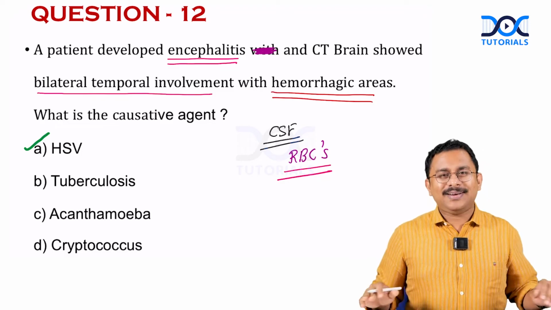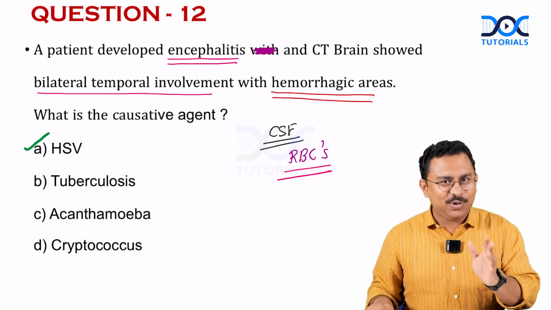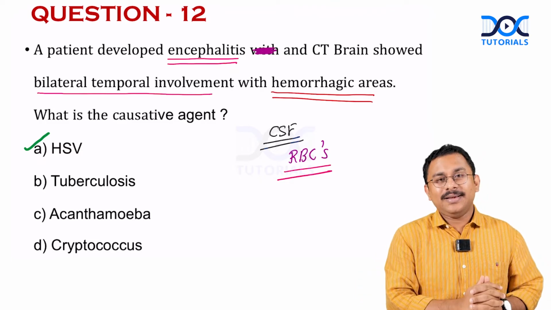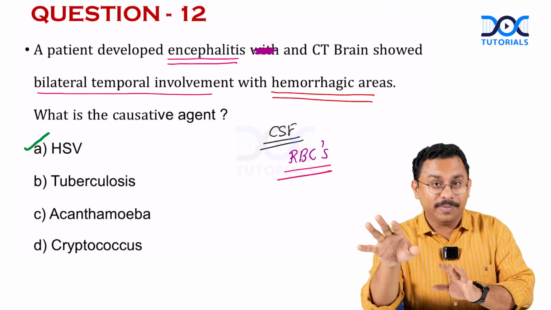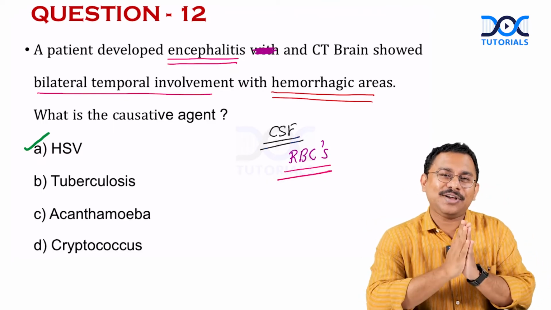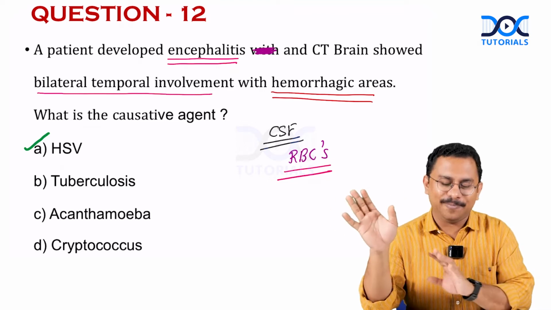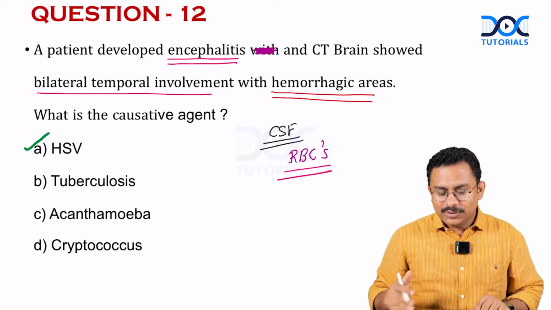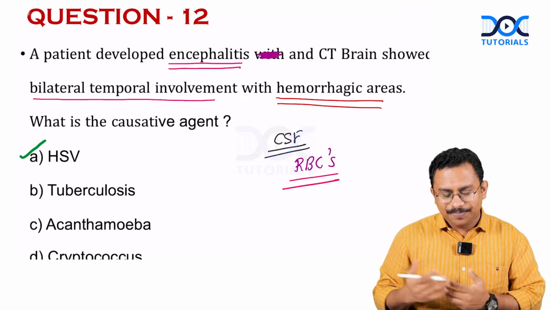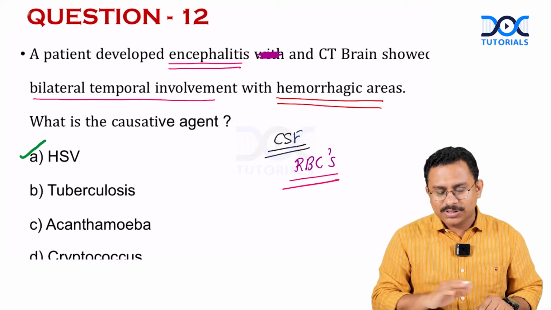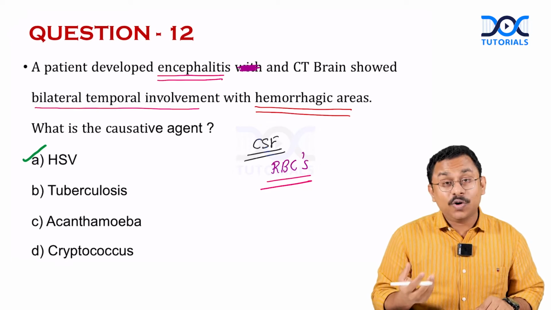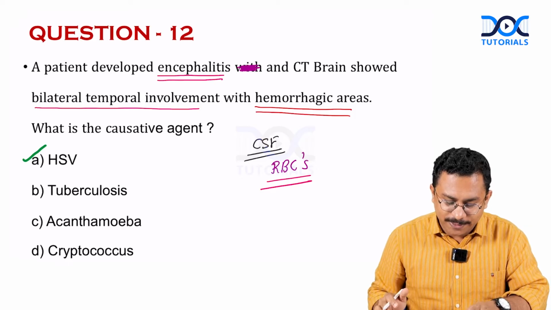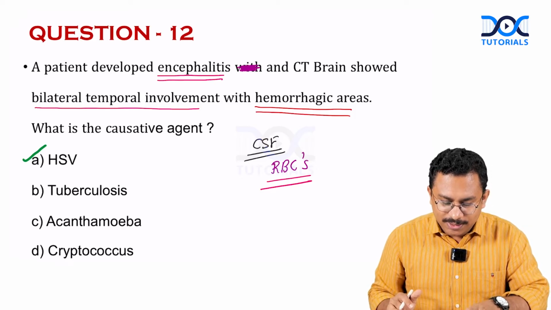So no doubt about it, but for your knowledge, tuberculosis, though it does not have a typical temporal lobe predilection, can sometimes have areas of hemorrhage. But in medicine, rarities are rare. So just because TB can rarely produce hemorrhagic areas, don't go for tuberculosis. Acanthamoeba can cause a meningoencephalitis, so can cryptococcosis, but none of them has a temporal lobe predilection with a hemorrhagic component. That's not a feature of any of the options. Right, moving on to the next question.